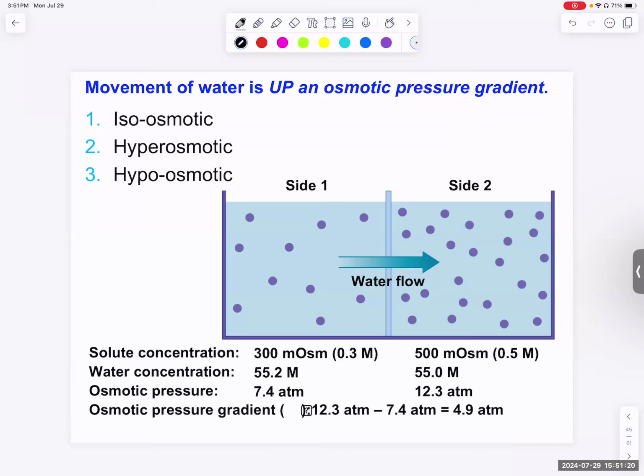If you have a membrane and there are solutions on both sides, isoosmotic would mean it's the same pressure on both sides. So, right, it'd be 300 on one side and 300 on the other. Hyperosmotic means one is higher than 300, right? And hypo would be below.